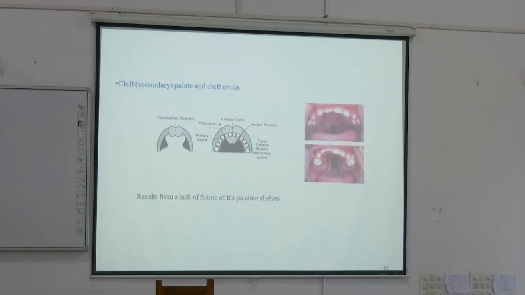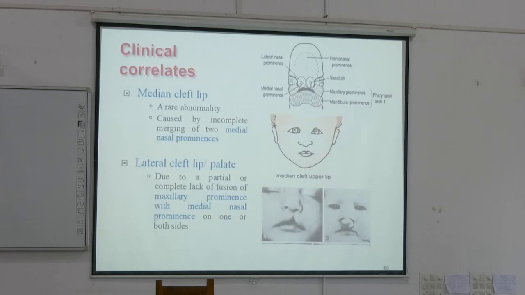Now, coming to the classification of cleft lip, there are two varieties: the medial variety and the lateral variety. What happens with the medial variety? What happens with the lateral variety? You have to explain, and why these things are happening.